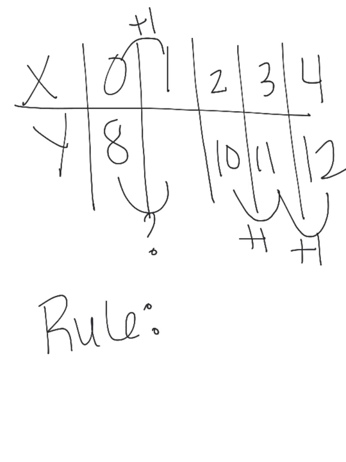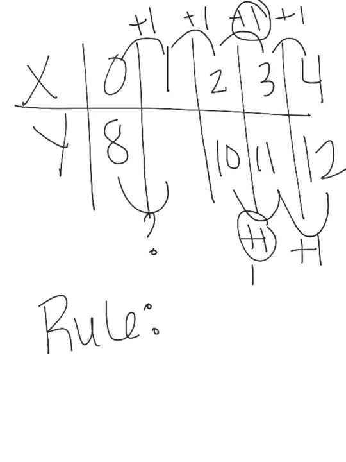Okay, 0 to 1, I add 1. 1 to 2, I add 1. 2 to 3, I add 1. 3 to 4, I add 1. So I have to put this one over this one. That's 1 over 1. And 1 over 1. Well, that's just 1. So really, I'm not multiplying anything.